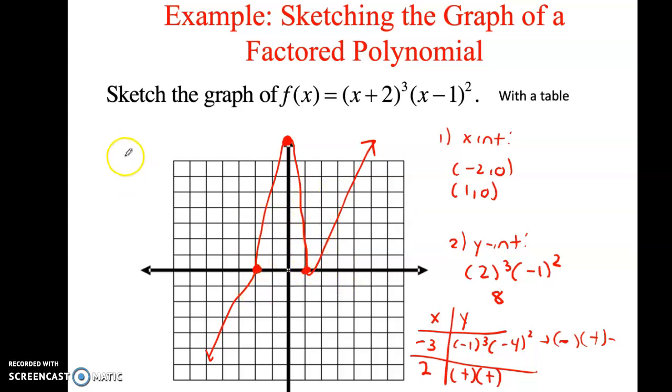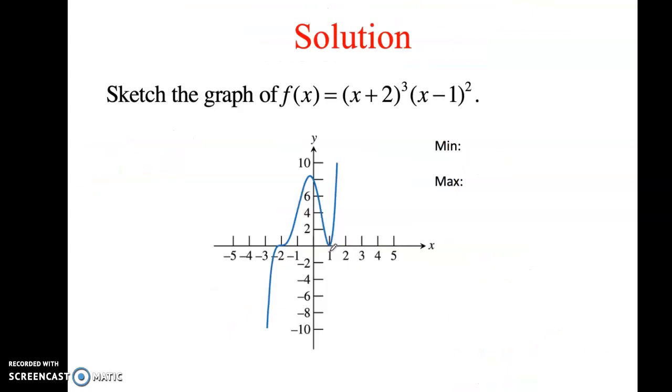So again, step number 1, what do we do? Plot the x-intercept or intercepts. Step number 2, plot the y-intercept. Step number 3, use a table to graph. And again, the more you do it, the more you'll see you'll need fewer numbers to plug in there. There's the graph a little more precise here.